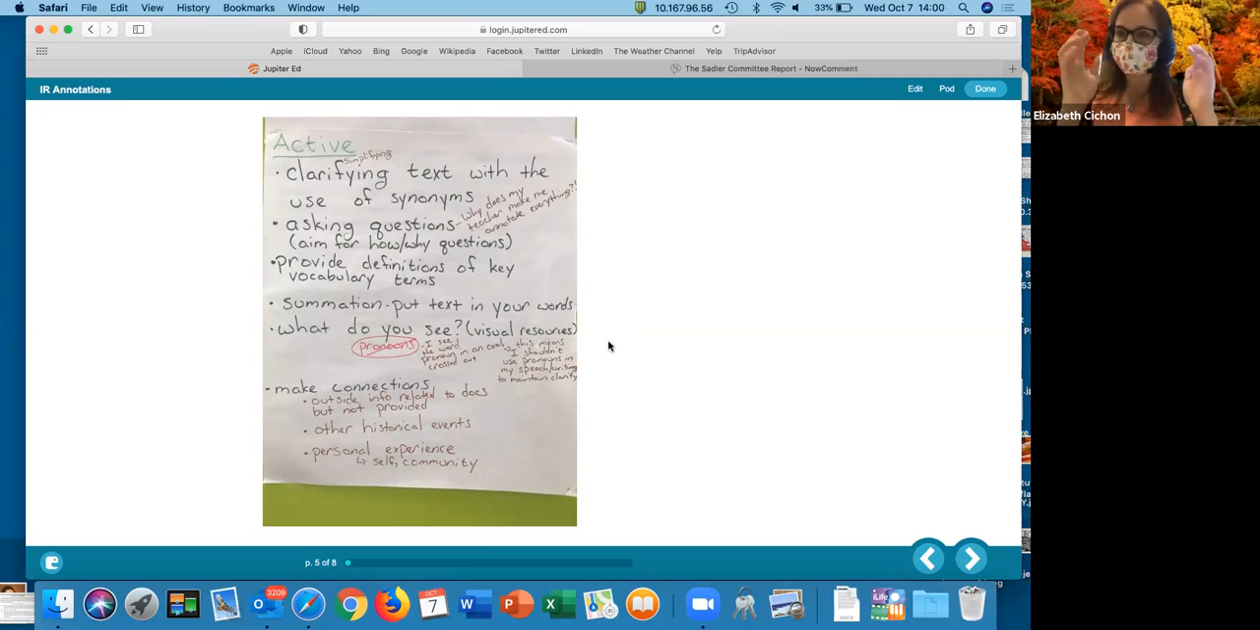Active annotations where useful stuff is, okay? So here are some examples of active annotations. You can clarify text with the use of synonyms. Those of you who have been in my government class and have done the dreaded declaration translation project, that whole step one was clarifying text with synonyms, right?